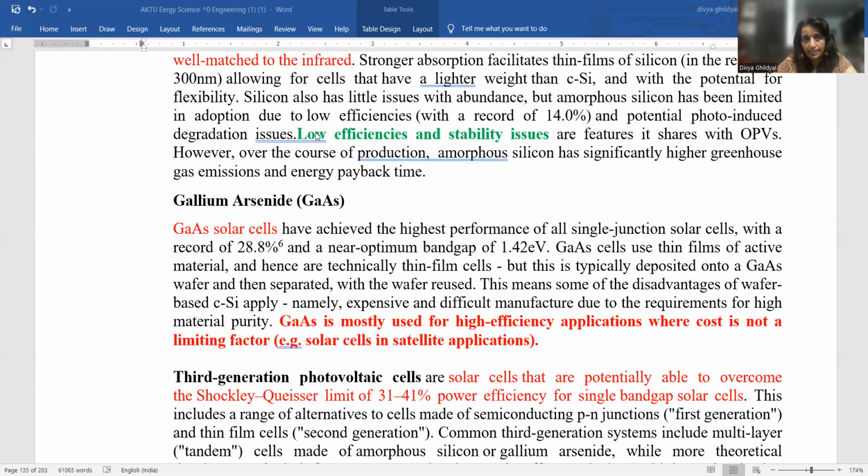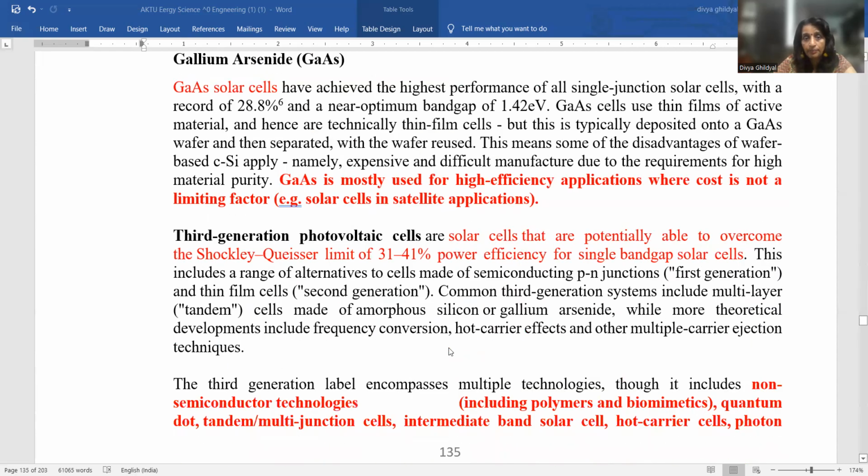Gallium arsenide. See, gallium and arsenide have been combined together and they result in very high efficiency. But cost is not a limiting factor here. See, they are used in satellite applications.